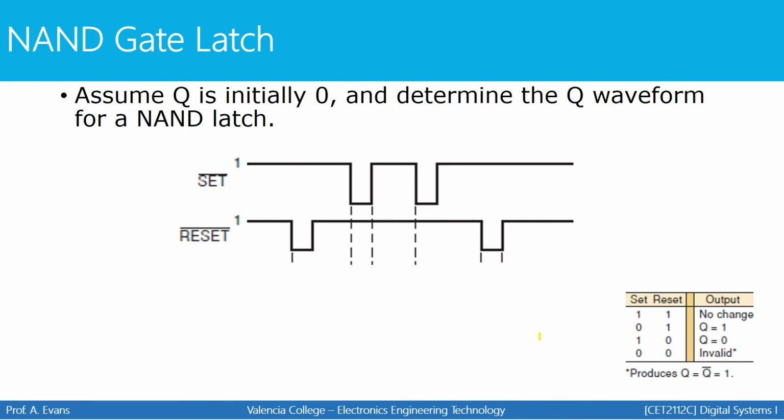So on your notes, you'll have a waveform for the NAND latch. And I want you to use the truth table and the inputs provided to figure out the output for the NAND latch. When you're doing problems involving flip-flops, there's memory involved. So you can't really decide what the output is unless you know what the output was before. So you're always going to be given an initial condition for your flip-flops. So I want you to assume that Q is initially 0, hit pause, and try to determine the Q waveform, the output for the NAND latch.